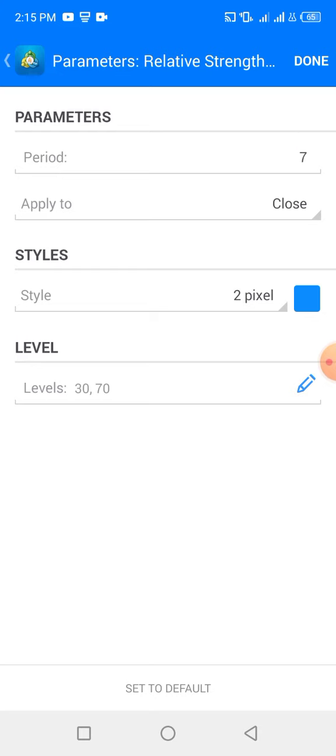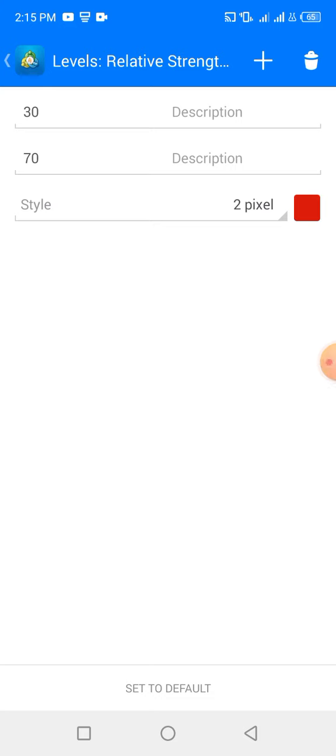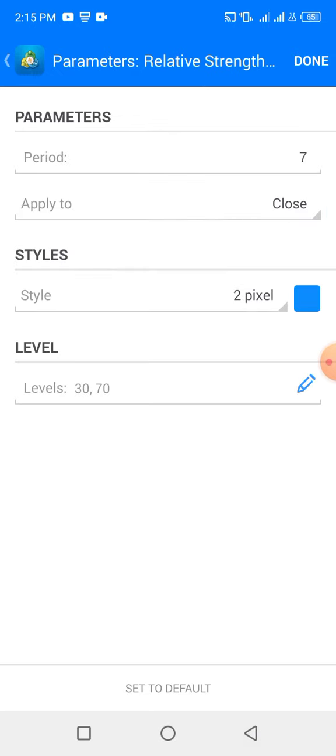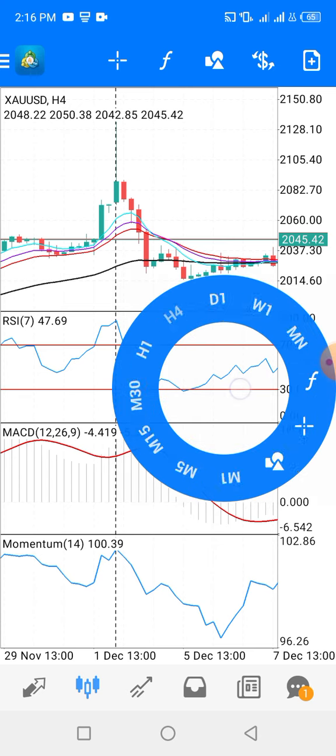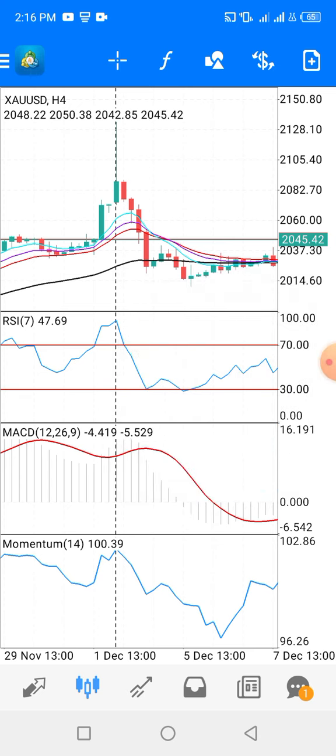And then we come here to edit the levels too. The 30 and 70 levels are already there, which is good. And then we choose the color red. Red is also good, and then we are done. So these are our settings over here. You can see the 30 level over here on the RSI, and then another 70 level also on the RSI.